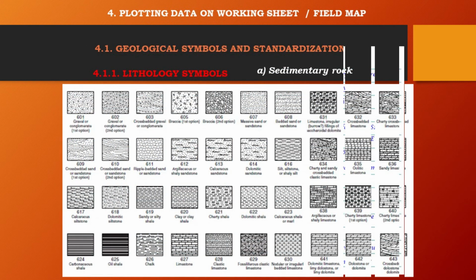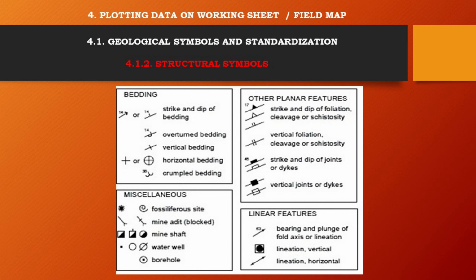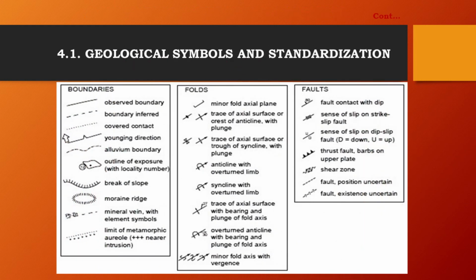Then in the lab work part, we have to plot our field data on a working sheet or field map. This can be done with conventional geological symbols and standardization of different types of rocks, whether igneous, sedimentary or metamorphic. Similarly, the contacts are plotted according to conventional signs. Folds and faults can also be plotted in this way.